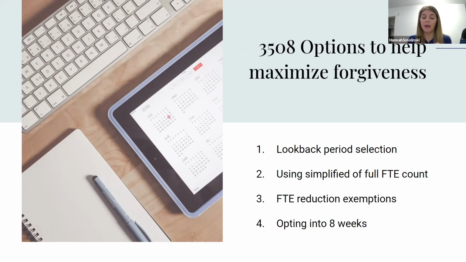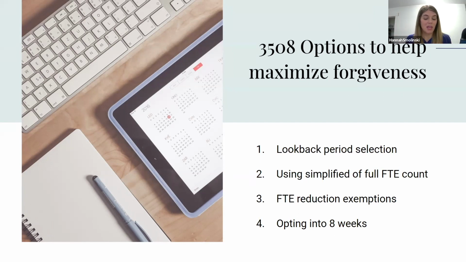Another helpful selection that you have is two options for calculating how you look at your FTEs. You can either do a simple calculation, which is kind of what we would probably all think. We take average hours, we divide it by 40, because we use 40 as a full work week for the purposes of the PPP. And then you round it to the nearest 10th. So you might get a 0.3, a 0.6, a 0.7 FTE.